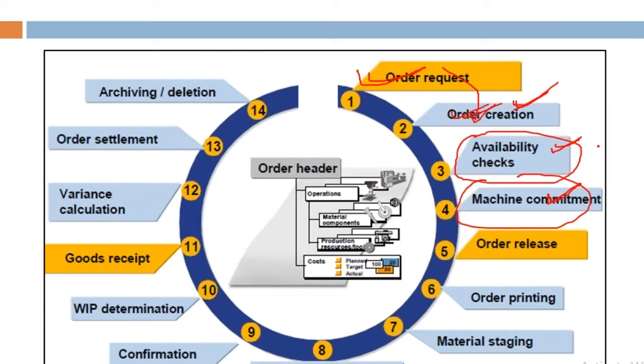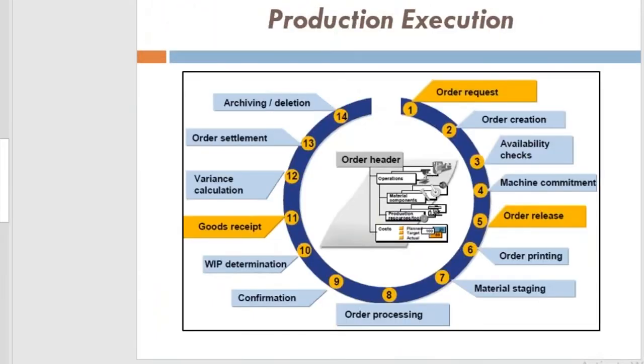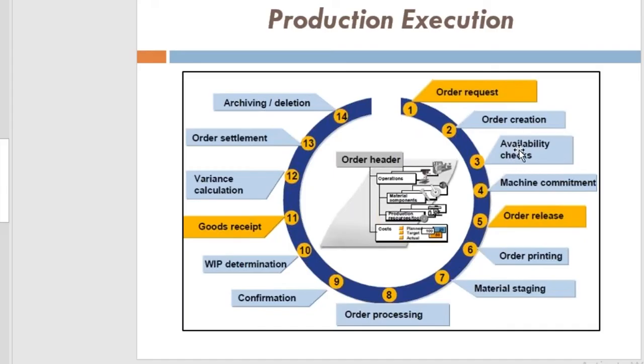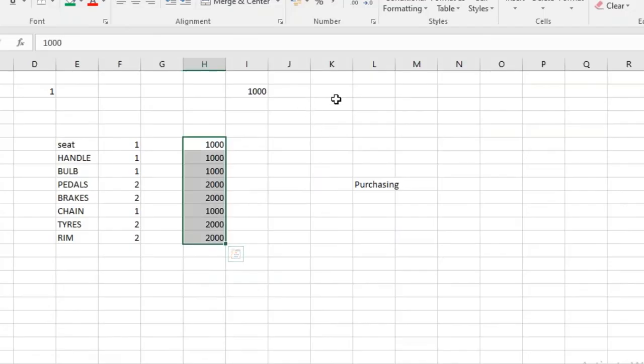Once the production order is created, next they will do availability checks. One is input material availability check, and the other is equipment, machine availability check. That means when you create an order for this 1000 cycles, in your warehouse you should have the stock of these materials, this much quantity. You have to check that. So that is called material availability check. And at the same time, you should check whether your machines are available or not.